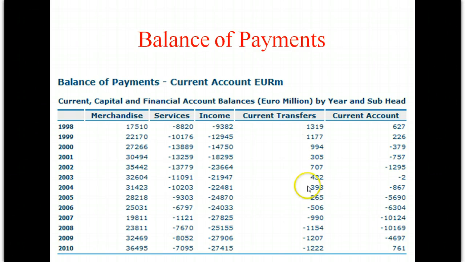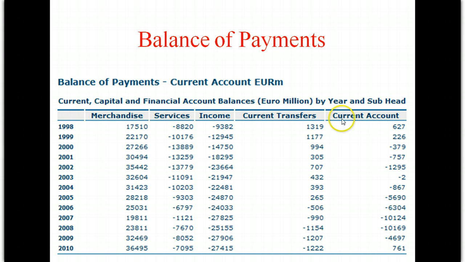Then if you look at current transfers, these are quite small. So over the last 5 years, transfers have been negative. So our contribution to the EU budget, foreign aid, and other transfer payments have outweighed flows into Ireland. So benefits from the EU budget and aid to Ireland, whatever that might be, have been negative for the last number of years. After being positive before, where we were net beneficiaries of the EU, we're now likely to be net contributors.